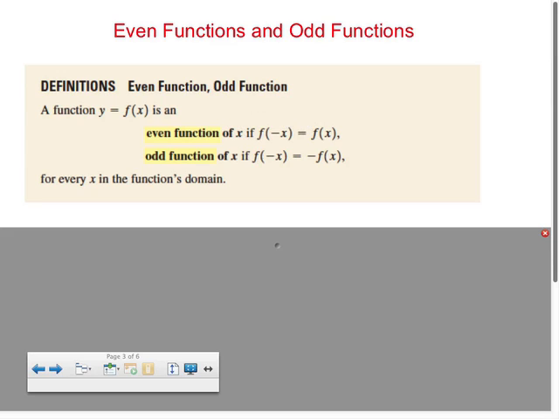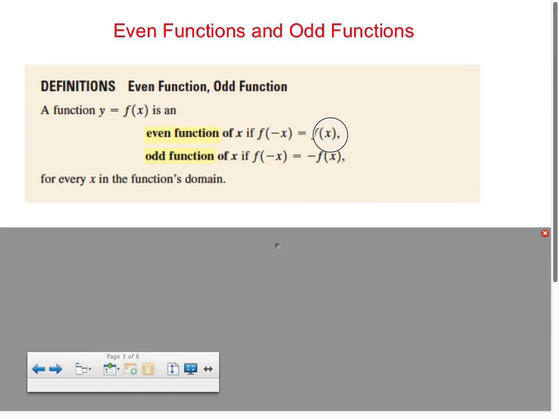So again, when you look at the notation, f of negative x, we're saying that's the y value you get when you plug in negative x. And f of x, that's the y value you get when you plug in x, and we're saying that they are equal. So that's an even function. An odd function is one where if you plug in an x and plug in a negative x, you don't get the same y value, you actually get opposite y values. And you can see that right here with that negative sign.